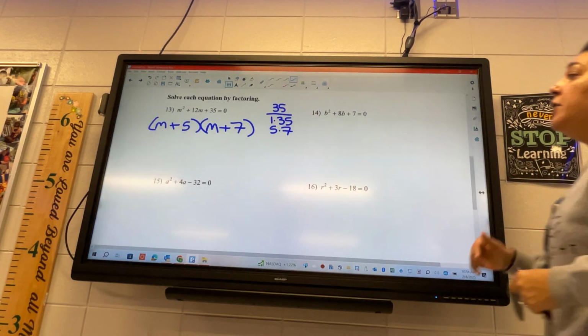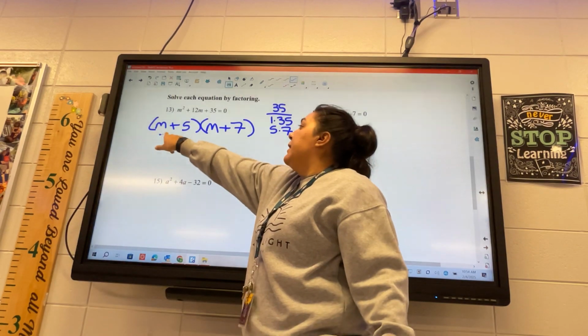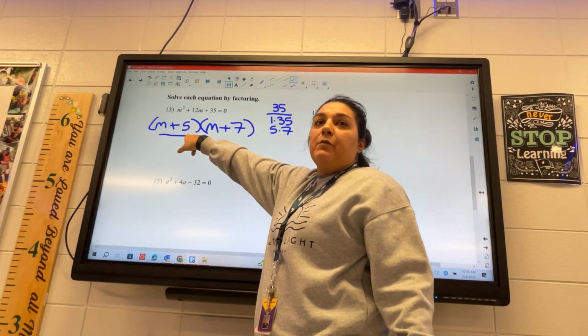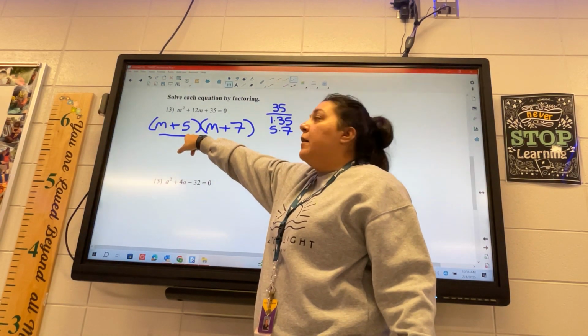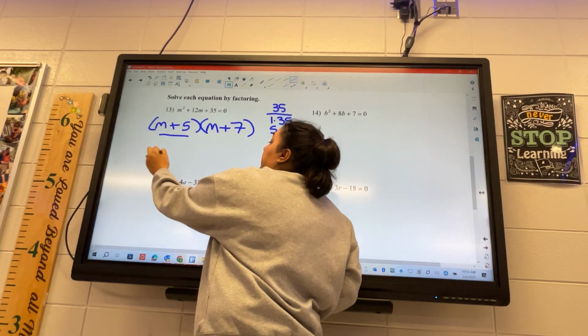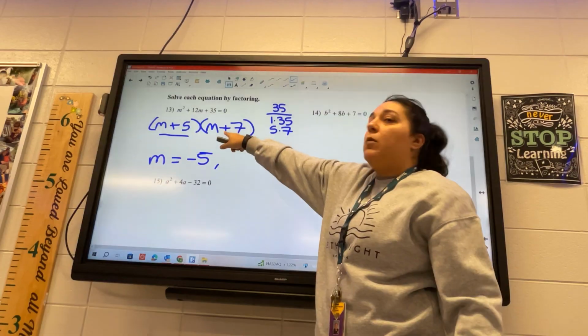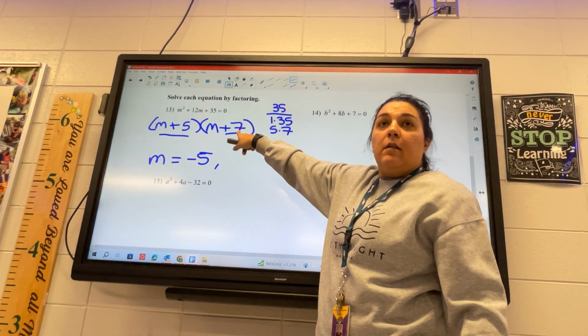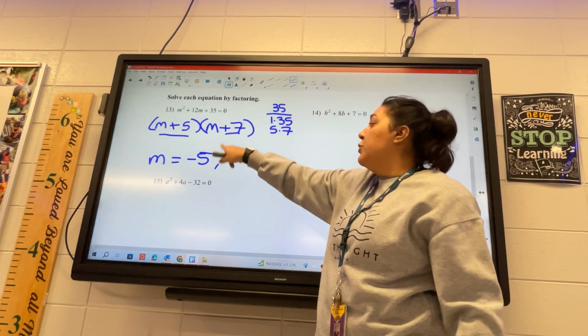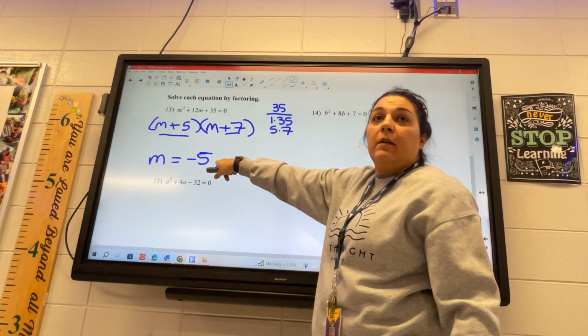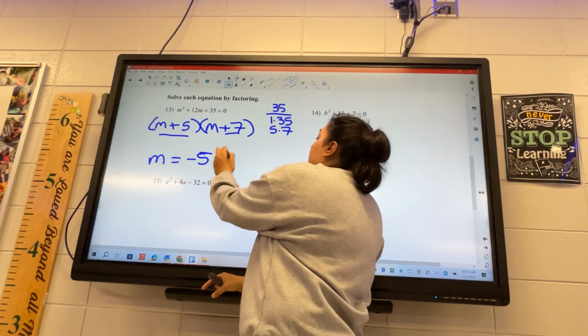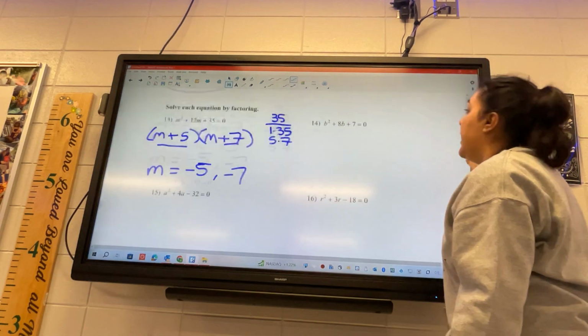Okay, so what does this say on the inside of the parentheses? What does that one say? Plus 5. So that means my answer is going to be M equals minus 5. Okay, this one says what? Plus 7. So which one is my answer going to be? Minus 7.